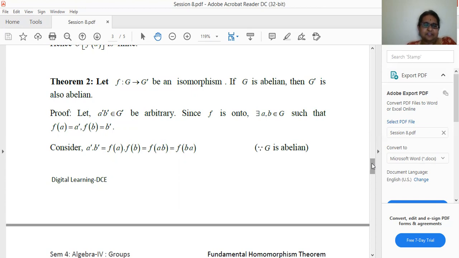So now here f from G to G dash is an isomorphism. That is, the mapping f from G to G dash is basically a homomorphism. It is one-to-one and onto.